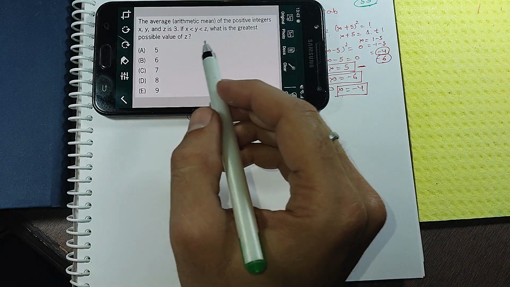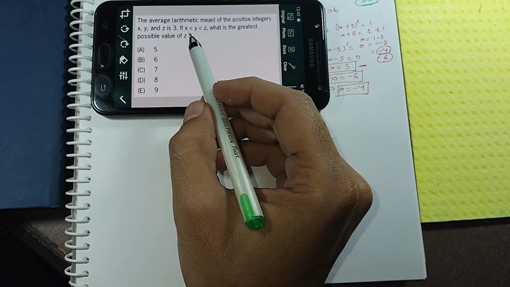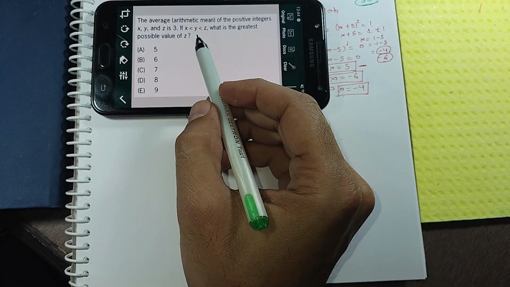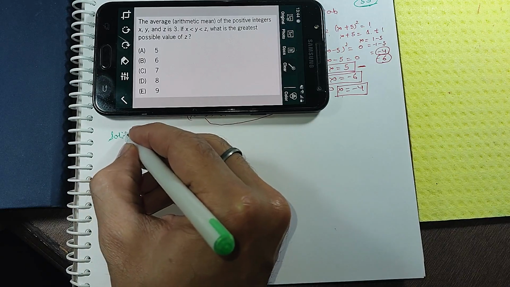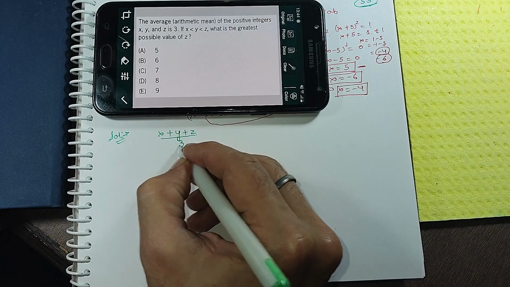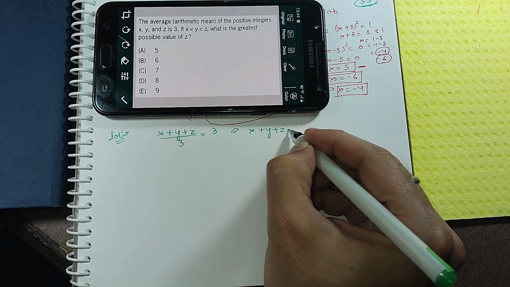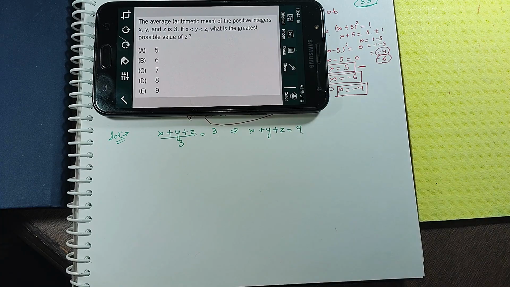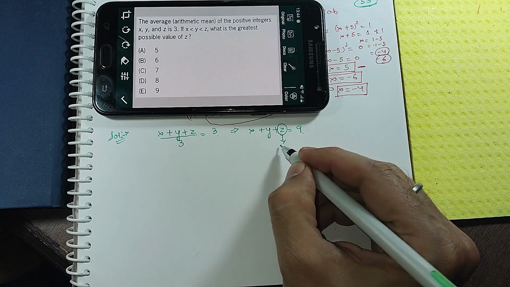The average, arithmetic mean, of the positive integers x, y and z is 3. If x is less than y is less than z, what is the greatest possible value of z? Now average, arithmetic mean, means (x + y + z) divided by 3 is equal to 3. This implies that x + y + z, the sum of these three numbers, will be equal to 9. Now we have been asked the greatest possible value of z.